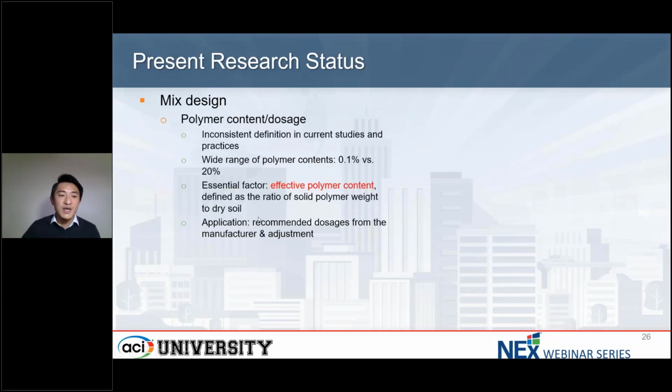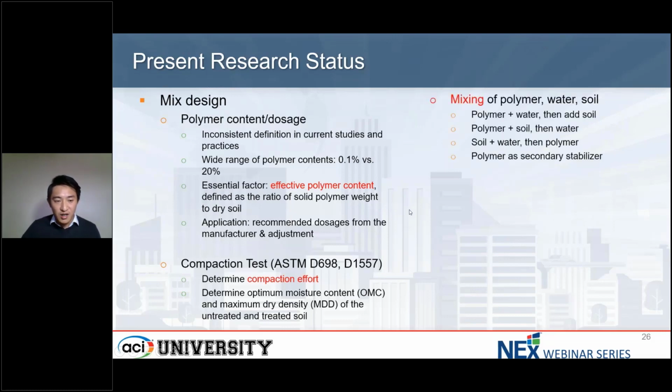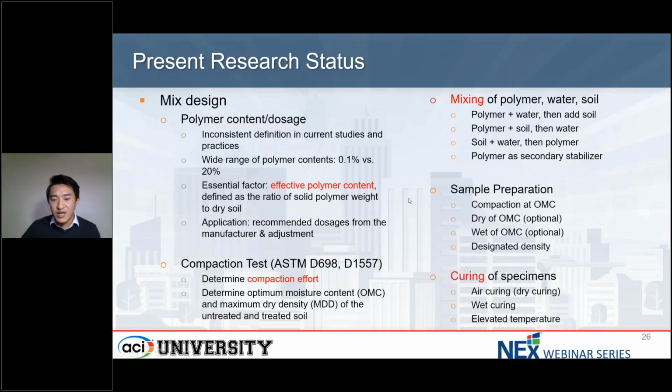And then about the mix design, we'll talk about the polymer content, their compaction, and then the mixing and the sample preparation, as well as the curing. All those may sound already familiar if you already know the stabilization of soil with the traditional stabilizers. However, there are a few things that are quite different because the polymers, in nature, are quite different from cement or lime. For example, the polymer content.